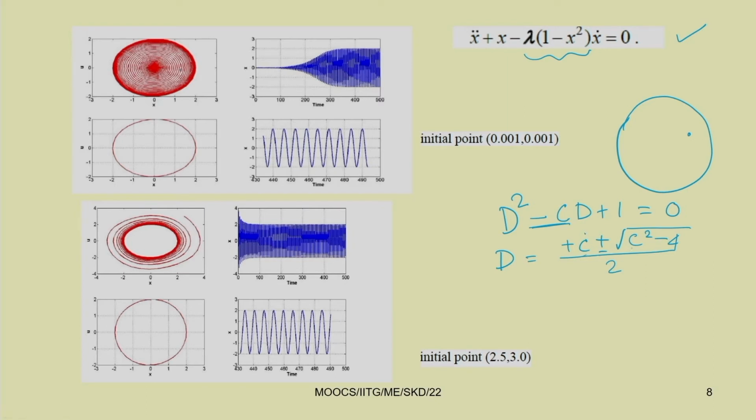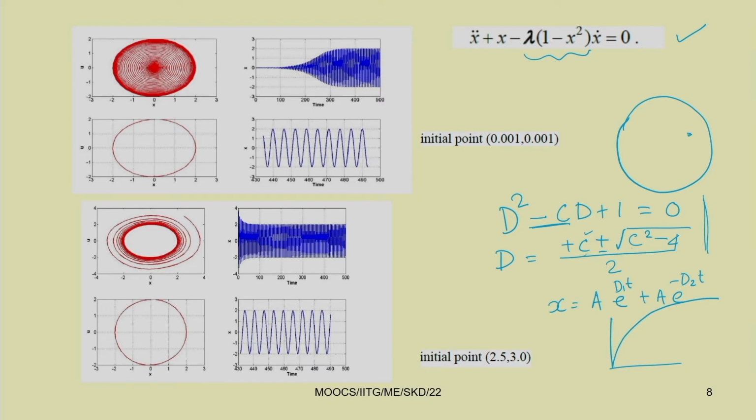Due to the presence of this plus c term, the real part of the solution is positive, so the response will grow. As you know, the response can be written as x equal to a e to the power d1 t plus a e to the power minus d2 t. One of the roots, d1 or d2, has a positive real part, so the response will grow exponentially and the system will be unstable.